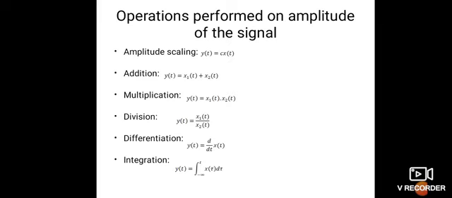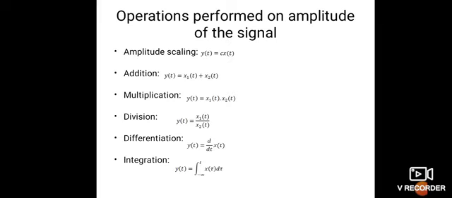Next, I am going to the operations differentiation and integration. Suppose we are taking x(t) as a continuous time signal and it is differentiated with respect to time. y(t) = d/dt of x(t). So here y(t) is the derivative of x(t). It may be a derivative with respect to another parameter if x is dependent on it. Suppose x is dependent on some other parameter like temperature, then y is the derivative with respect to that parameter.